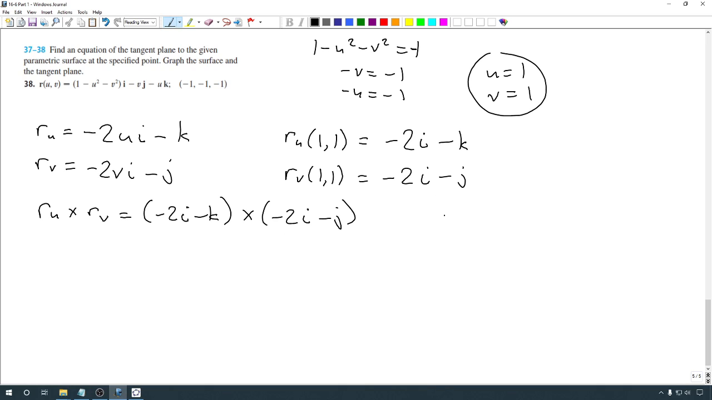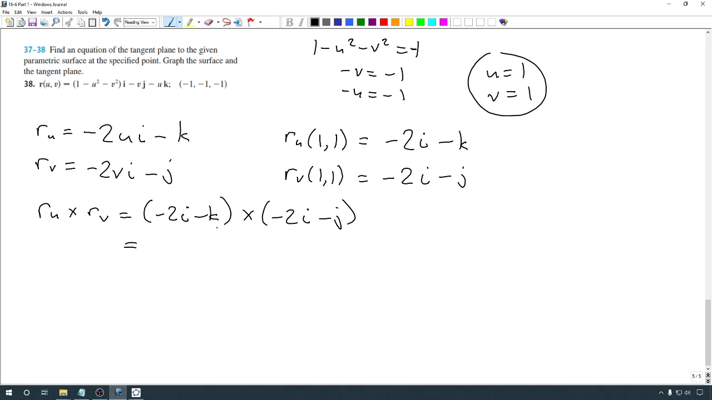If these had all three components for both of them, I might have gone ahead and used the determinant method. But since it's just two terms in both, it's pretty easy to FOIL them out. Negative 2i crossed with negative 2i, because the i's are parallel to each other, they're the same vector. That cross product is 0, so we don't even have to worry about that one.